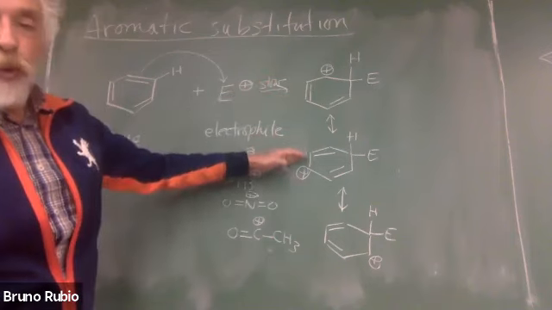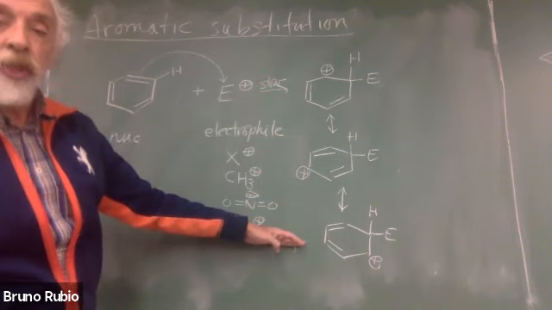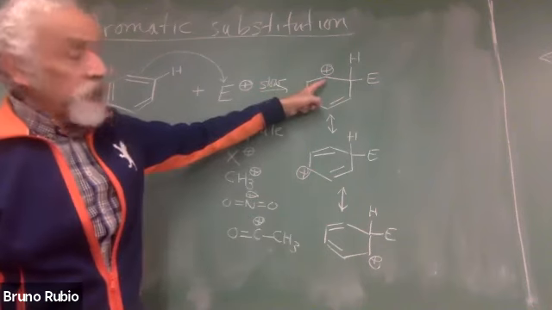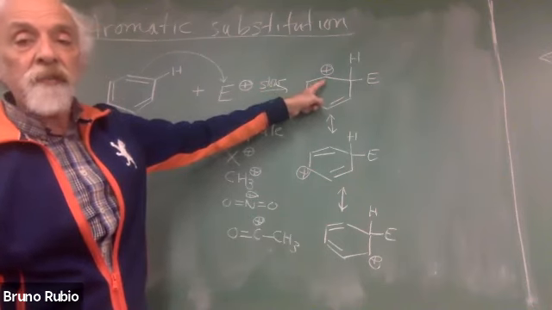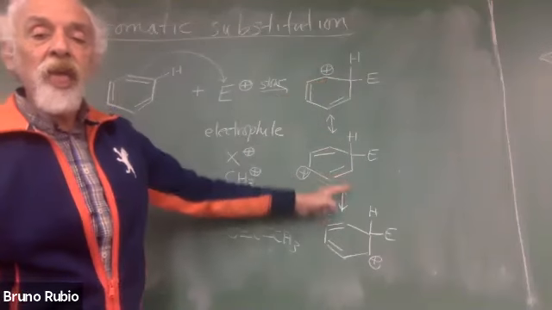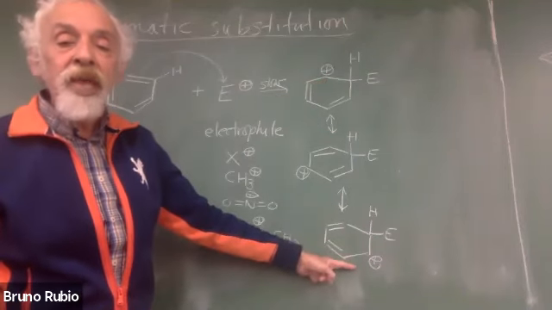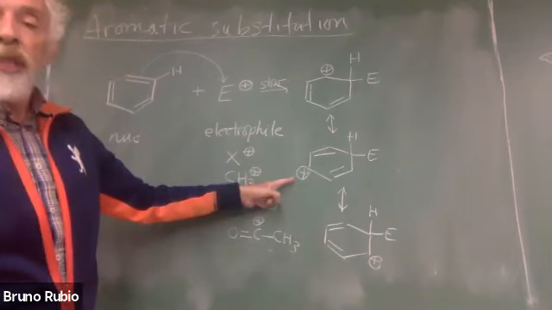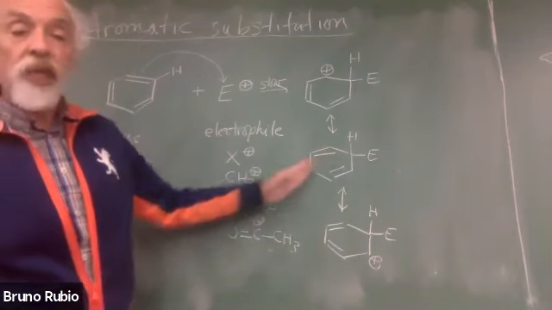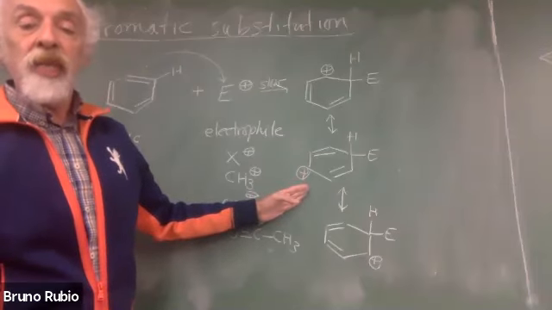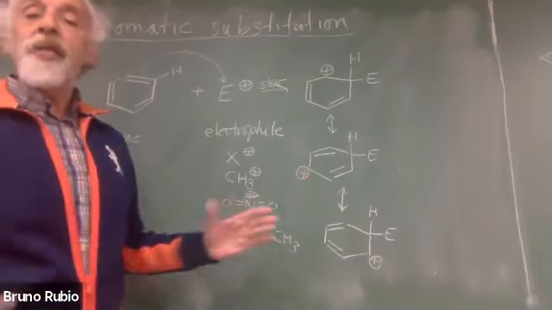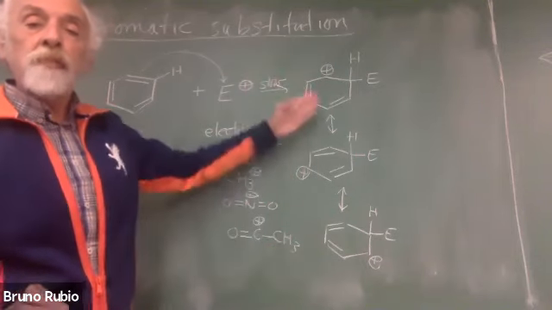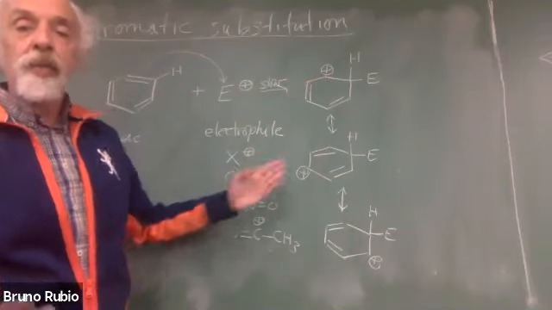Another thing I'd like to point out about these resonance structures is that look where the positive charge is. Positive charge to the left of where the electrophile comes in, positive charge to the right of where the electrophile comes in, and positive charge on the ring carbon diametrically opposed to where the electrophile came in. So this is a pattern that we see repeatedly. We get a minimum of 3 resonance structures with positive charge left, right, and across.